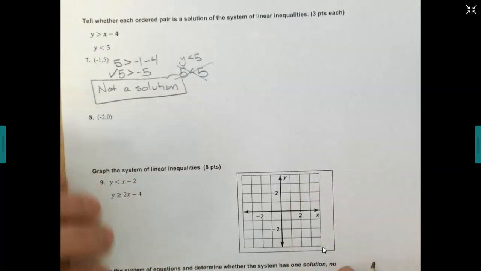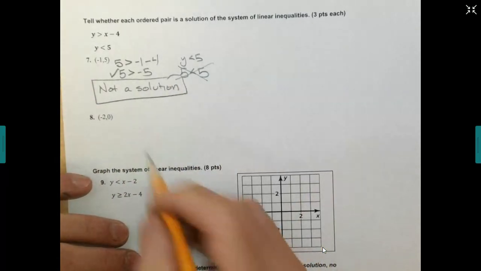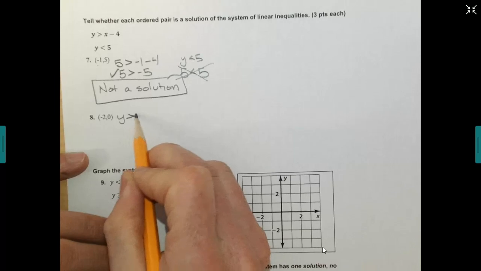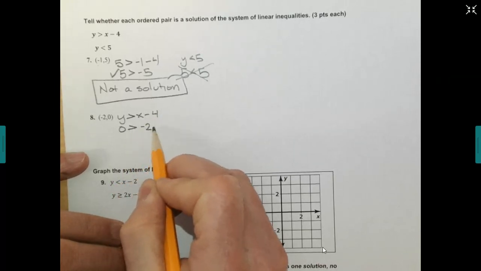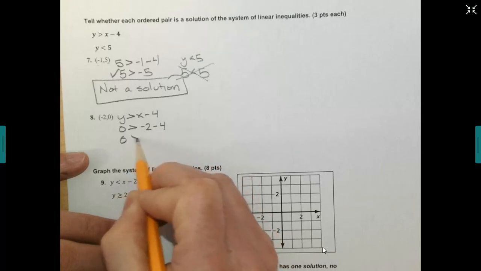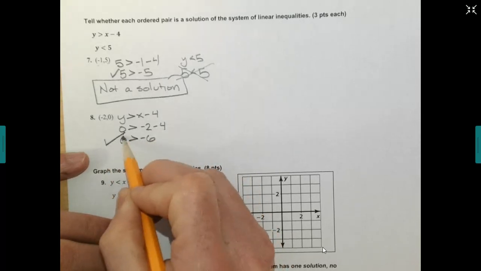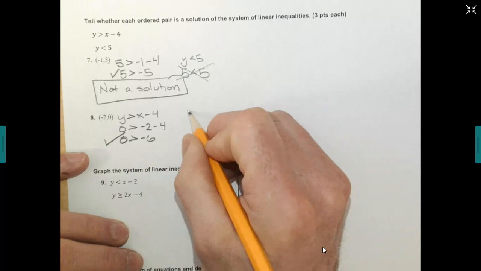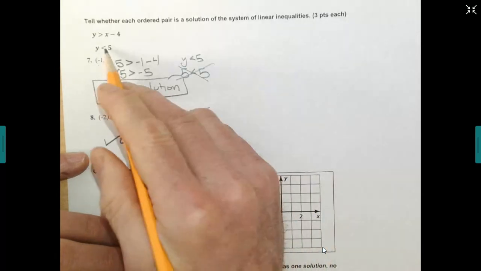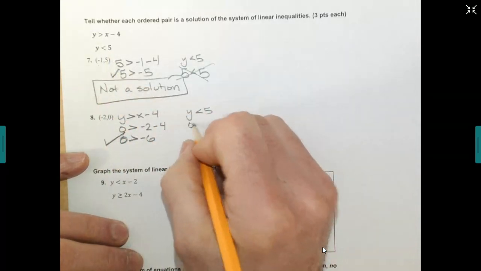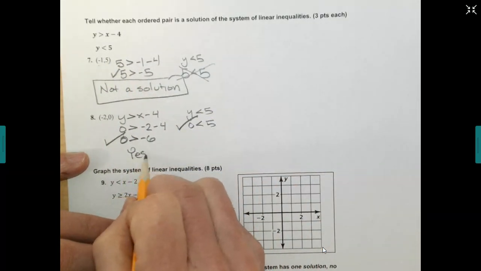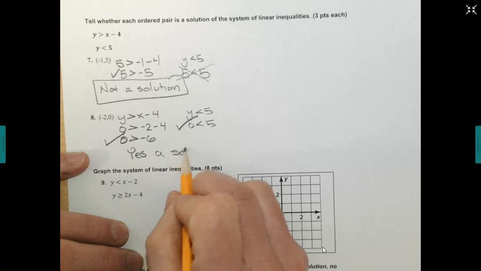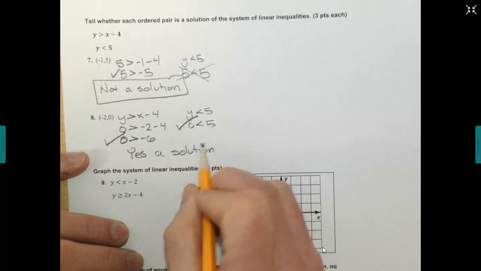That's not a solution for that set of equations. So here we go. Y is greater than x minus 4. So 0 is greater than negative 2 minus 4. 0 is greater than negative 6. That checks out. Y is less than 5. That's our equation. 0 is less than 5. That checks out. So yes, a solution.